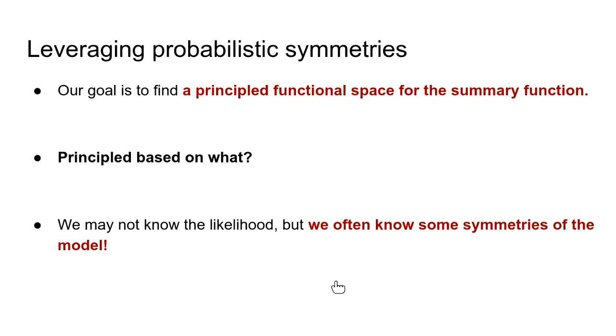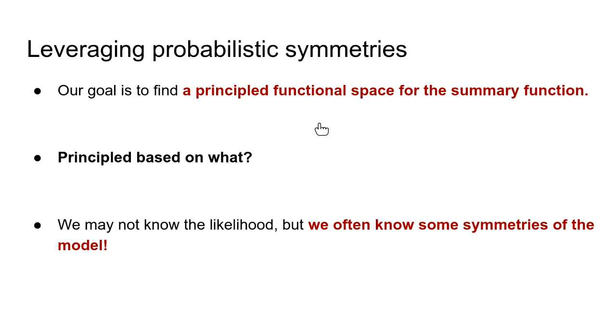So our goal is to find a principled functional space for the summary function. Okay, but principled based on what? The idea will be to leverage some probabilistic symmetries about the model. Often, in the problems that interest us, we don't know the likelihood, but we may often know some symmetries of the model.